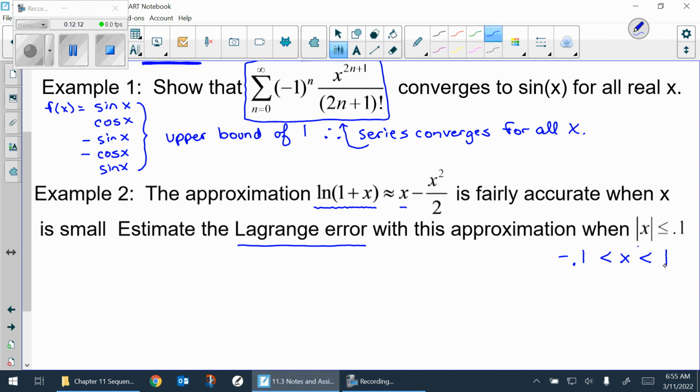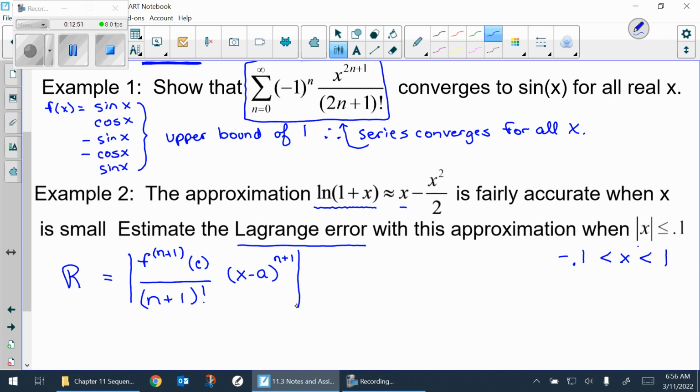Well, now let's see. The remainder would be equal to the absolute value. Remainders are always positive. F n plus 1 of c, where c gives the maximum value of a derivative, times x minus a to the n plus 1 over n plus 1 factorial.